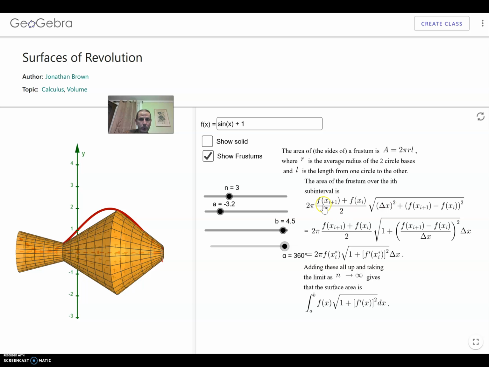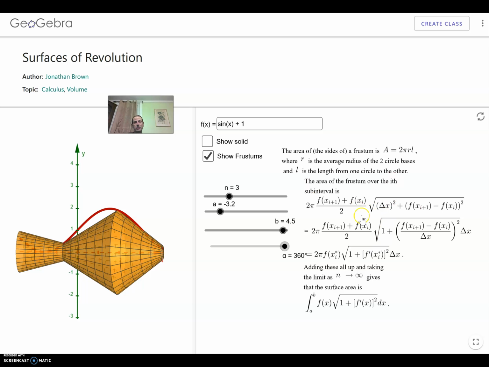So the area of just this middle frustum, when I rotate it, is going to be 2 pi times (f of x_{i+1} plus f of x_i) over 2, because we are averaging the two radii. And then we have to calculate this length. This point here on the curve is the point (x_i, f of x_i), and this point here is the point (x_{i+1}, f of x_{i+1}). And we use the distance formula on that, since the difference between the x values, x_i and x_{i+1}, is delta x.